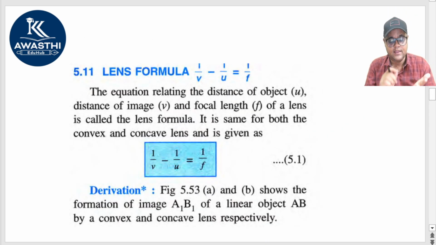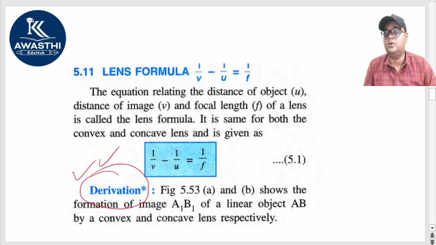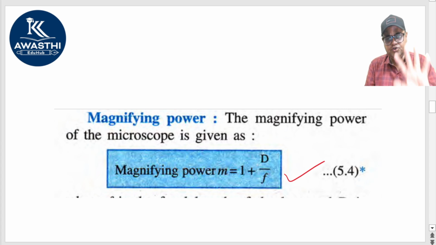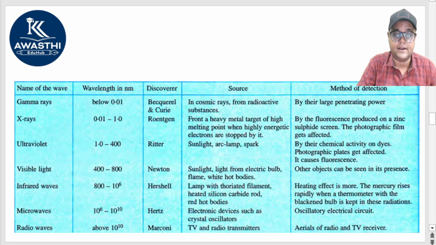Second, lens formula, sign conventions, numericals based on this formula, very much in the syllabus, but the derivation part is excluded. It's given in the textbook, but you do not require to learn the derivation part. Lens formula, right? Similar goes with magnifying power. No numericals from magnifying power, but still you should know the formula, only the formula part, right?